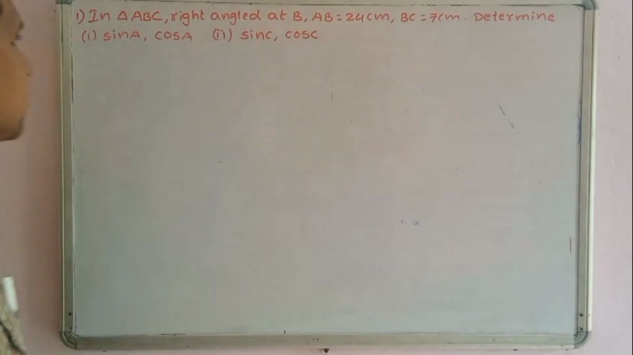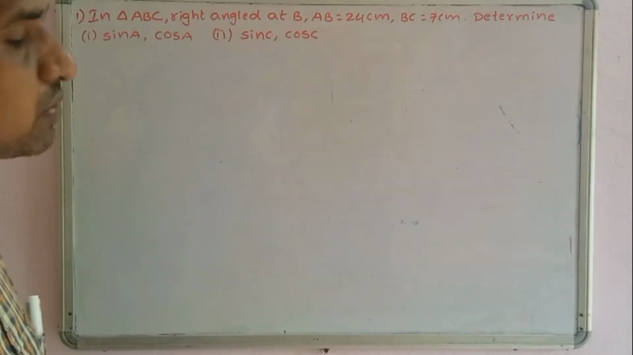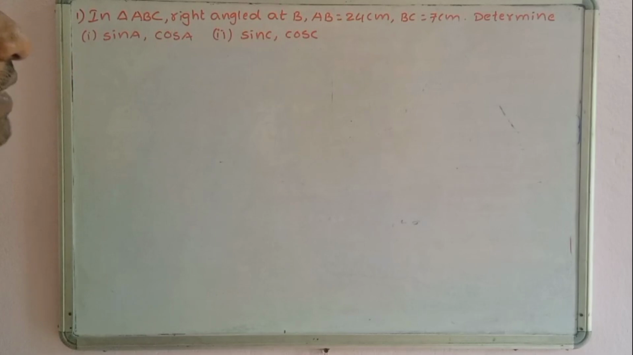Problem 1. In triangle ABC, right angle at B. AB equals 24 centimeters, BC equals 7 centimeters. Determine sin A, cos A. Second one, sin C, cos C.